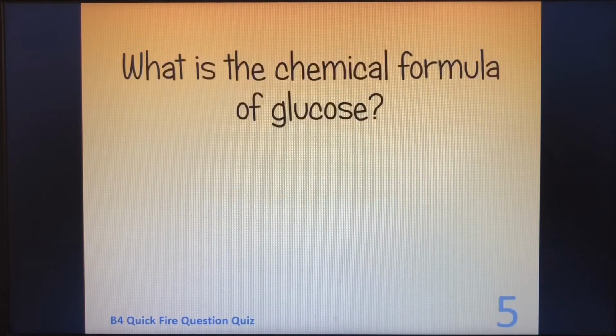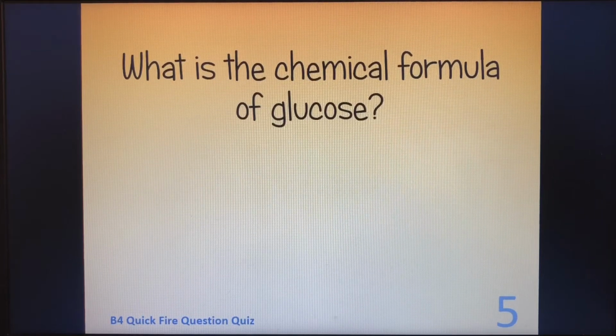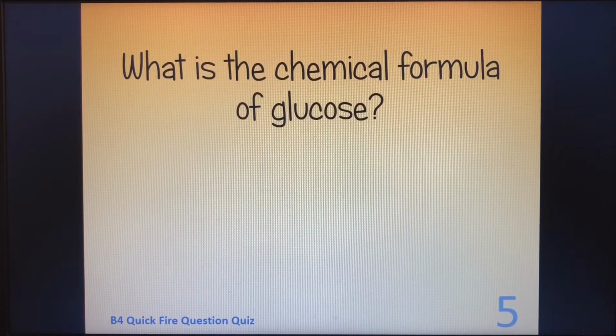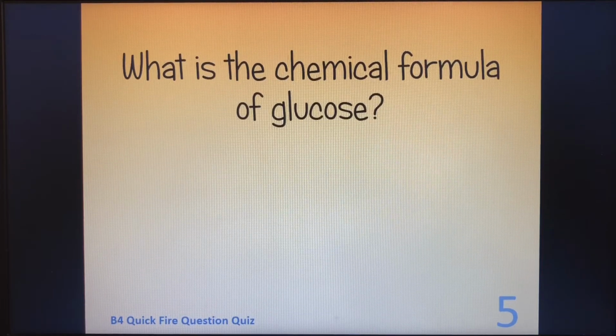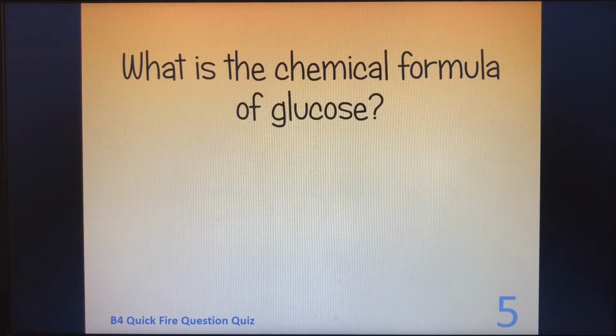Question 5. What is the chemical formula of glucose? What is the chemical formula of glucose? Tricky one, it's the big molecule. 3 different elements. Think about the number of each atom. Number of atoms of each element, I should say.